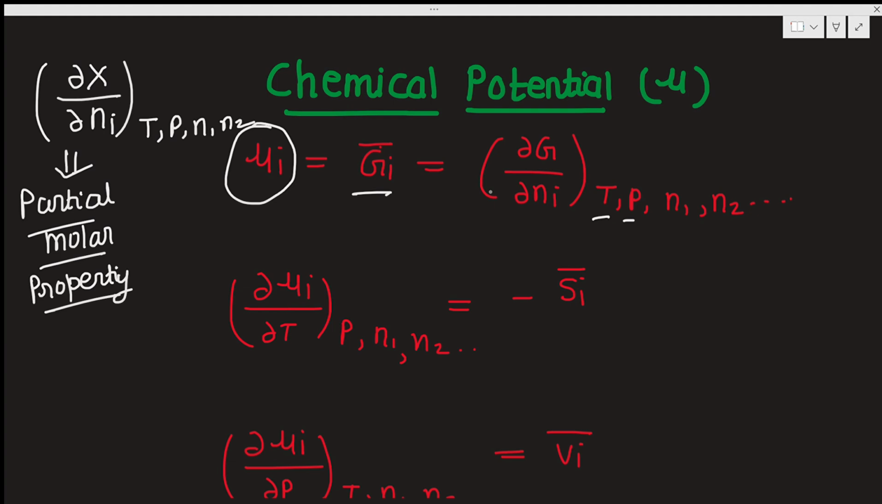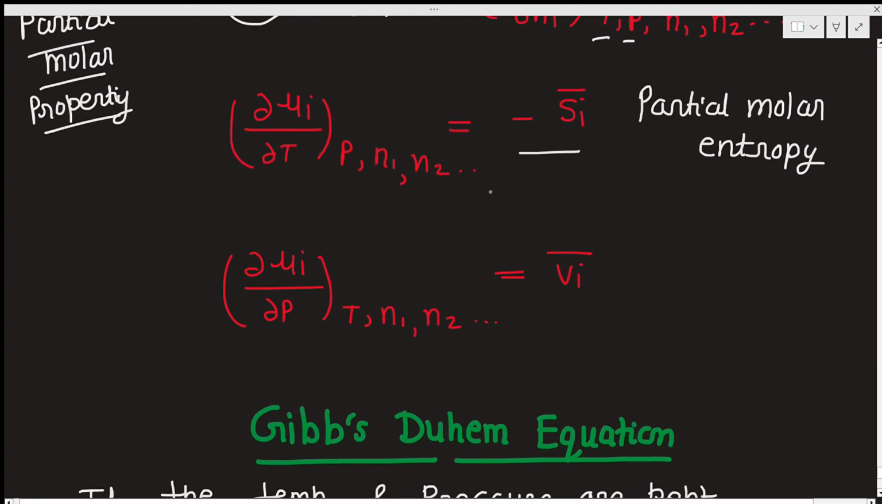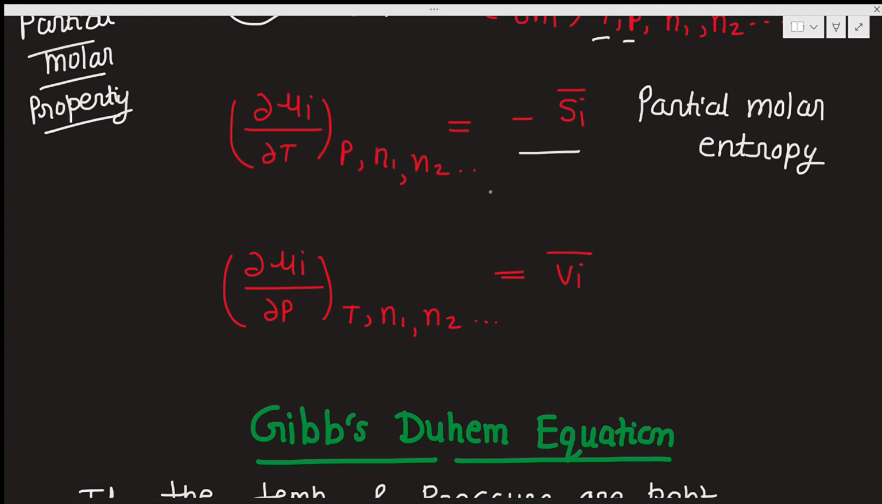Now when you differentiate mu i with respect to temperature, it means del mu i upon del T at P, N1, N2, this gives minus Si bar. This is called the partial molar entropy. Similarly, if you differentiate the chemical potential with respect to pressure at constant temperature and number of moles, then it gives Vi bar. This is called the partial molar volume. So these are the important formulas about the chemical potential.